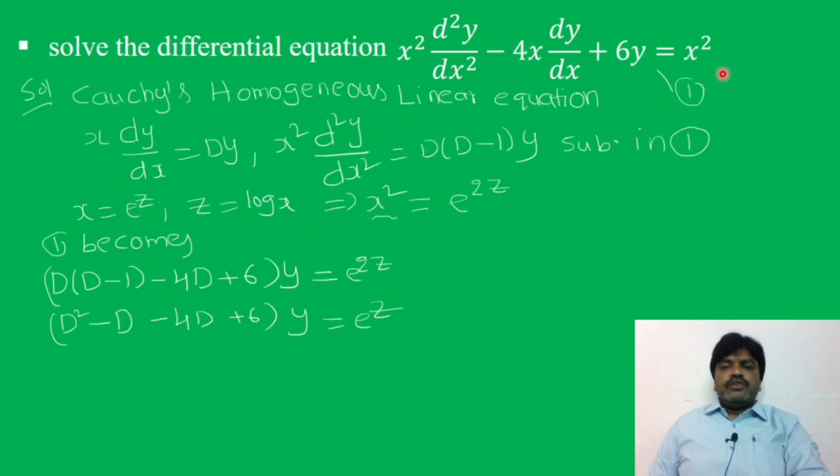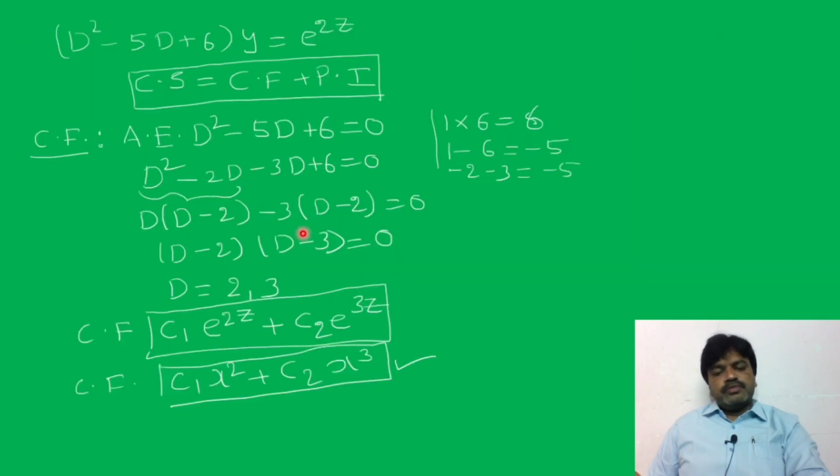Now on the right hand side we have x square, so squaring on both sides we get x square as e power 2z. Substituting, if I simplify, we get D square minus 5D plus 6 of y is equal to e power 2z. This is a linear differential equation with constant coefficients. The complete solution is complementary function plus particular integral. The auxiliary equation D square minus 5D plus 6 is equal to 0 gives the roots 2 comma 3, so we get c1 e power 2z plus c2 e power 3z.